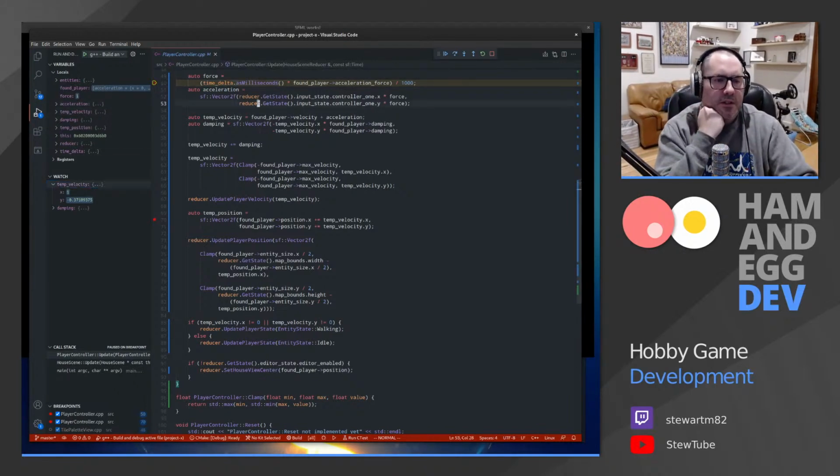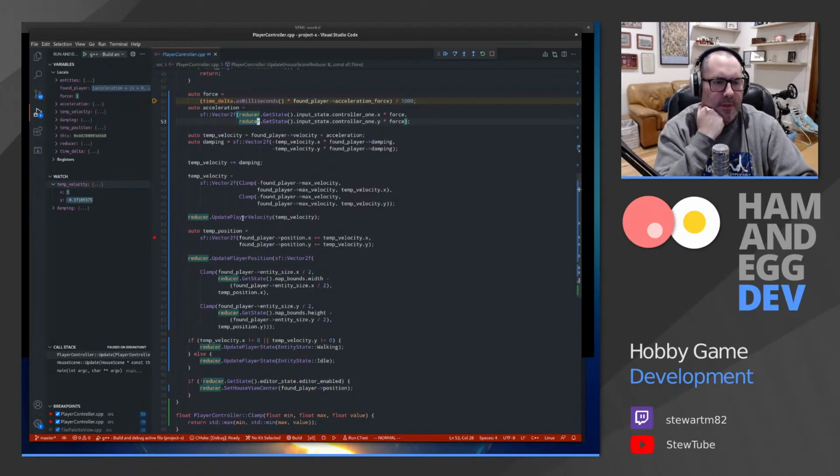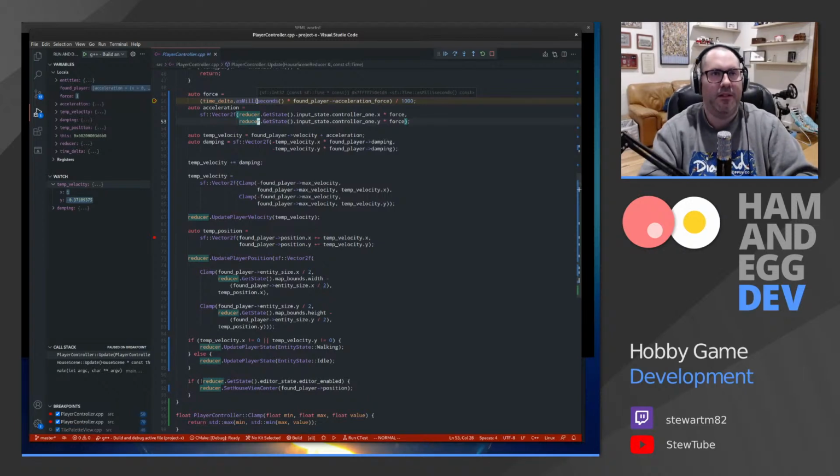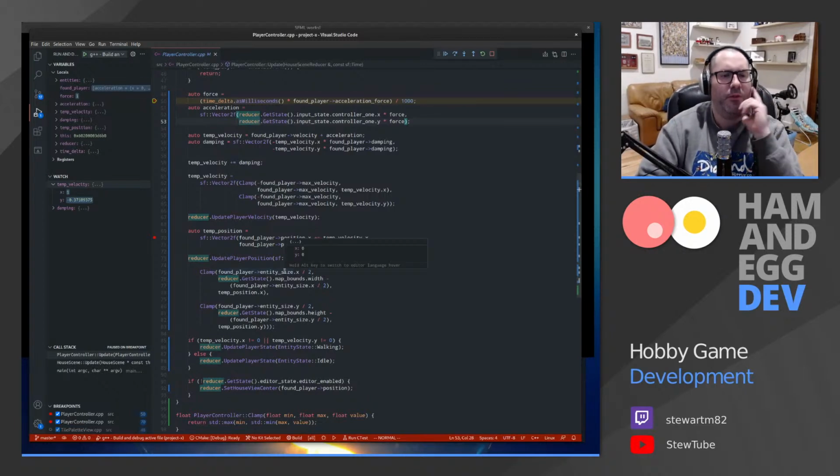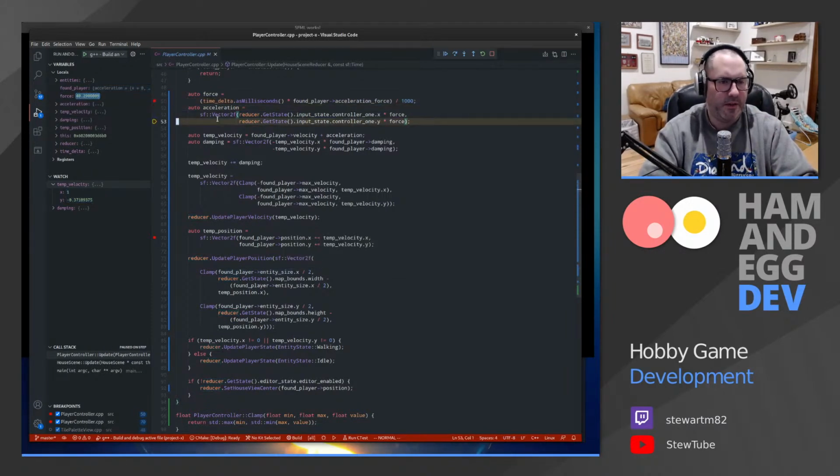So this time delta milliseconds seems to be perpetuating the acceleration. Actually, no. No, the acceleration is correct.